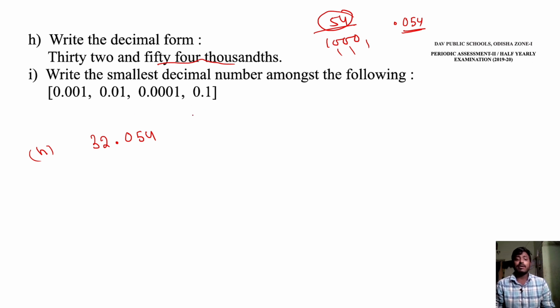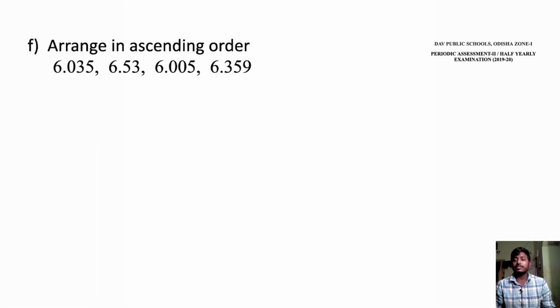What is the smallest decimal? This is the repeat question. Option number 3, that is 0.001. Next question. This is the 2019-20 paper, DAV Public School, Odisha Zone 1, half yearly question paper.